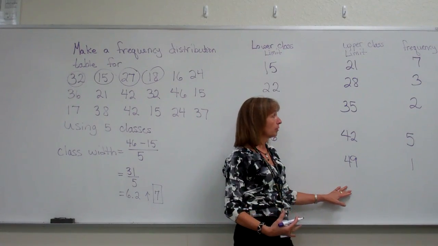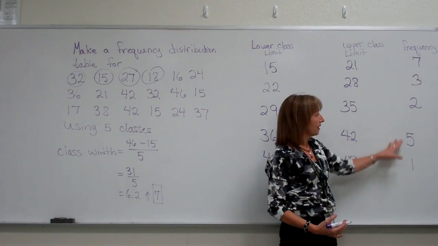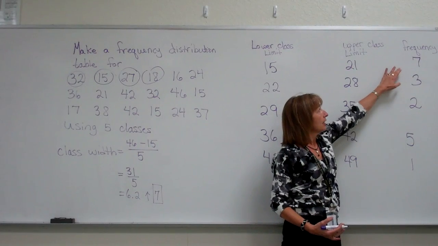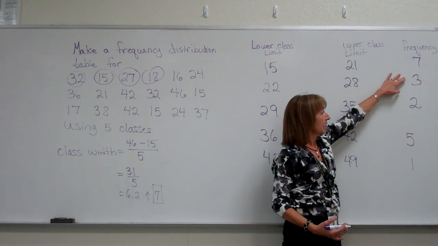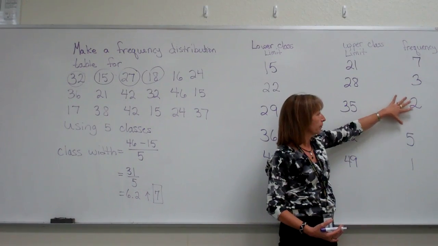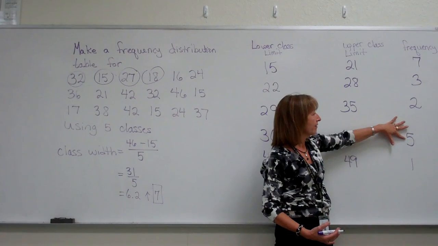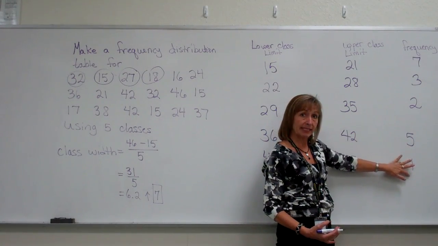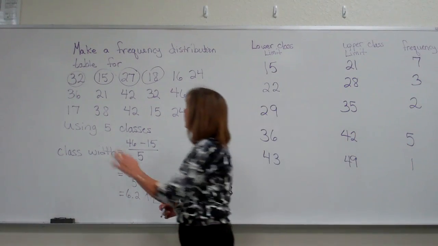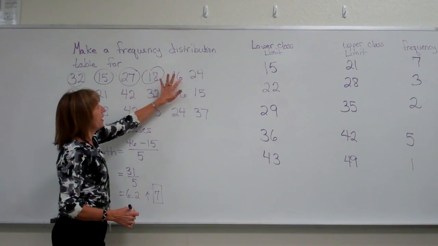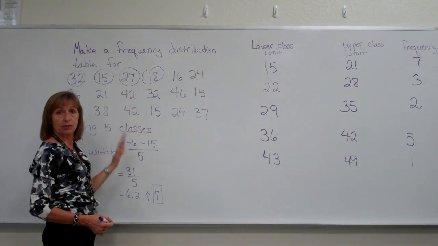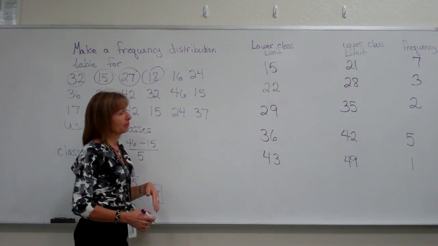Just kind of a quick double check. If we add up the data values we have here, 7 plus 3 is 10, plus 2 is 12, plus 5 gives me 17, plus 1 is 18. And I had 3 rows of 6, which is 18 data values. So that helps us do a double check.